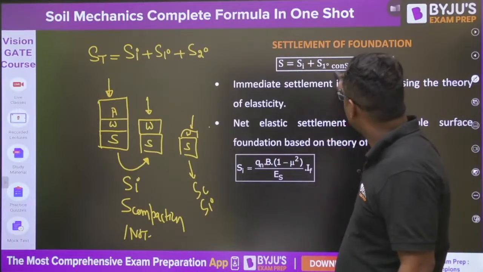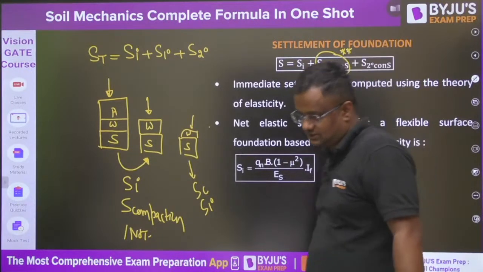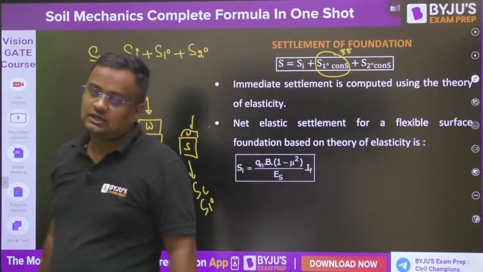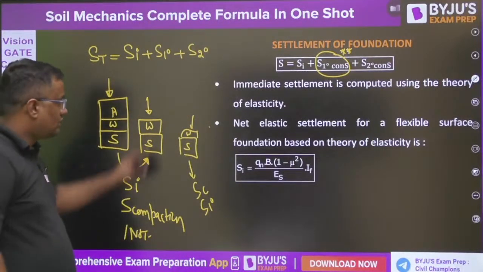This is important in the consolidation chapter. By default, consolidation means 1 degree consolidation. That means primary consolidation, where water is removed.